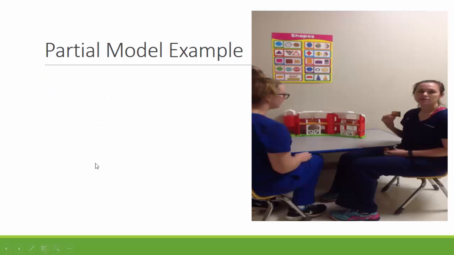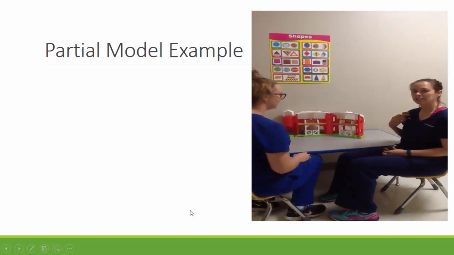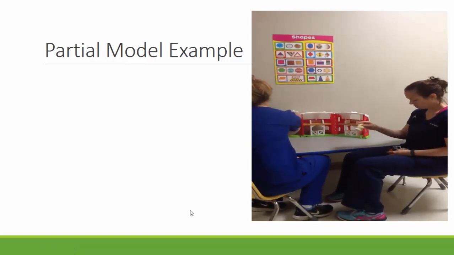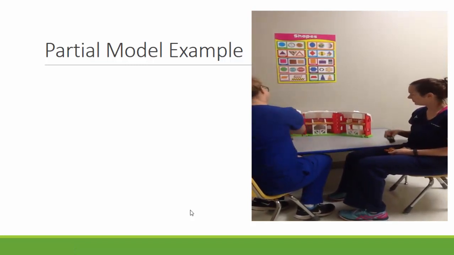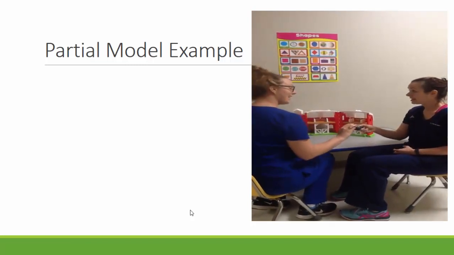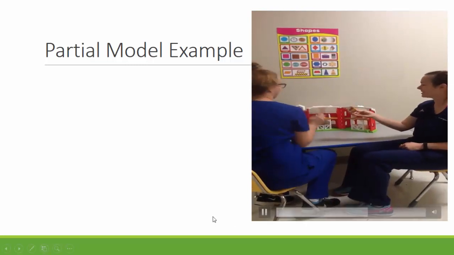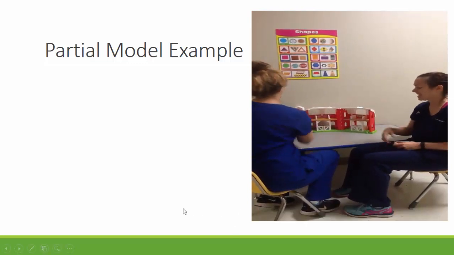So here's an example of the partial model prompt. Incidental teaching, example of a partial model. Horse. Yay. Goat. Cow. Cow. One cow. Great work. So there you can see the therapist said "k" for cow instead of modeling the entire word.